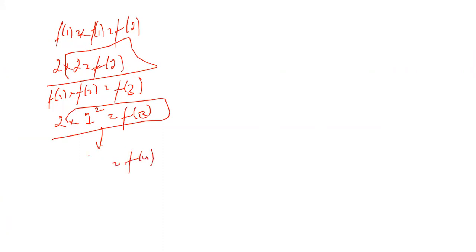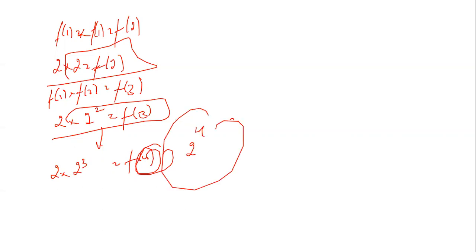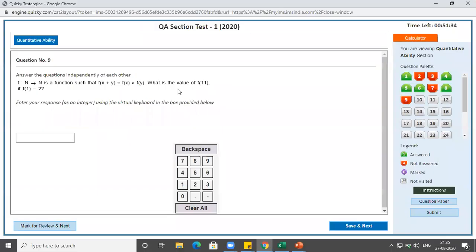f of 4 will be f of 1 plus 3. f of 1 into f of 3 is 2 cube, so 2 raised to the power 4. So whatever is there in the bracket is the power. I mean, 2 raised to the power n, n is whatever is there in the bracket of this function. Okay, what do I have to find out? The value of f of 11. So 2 raised to the power 11. 2 raised to the power 11 is 2048.